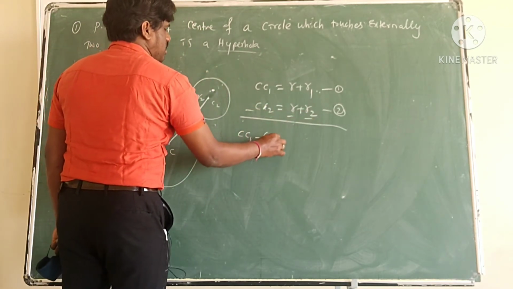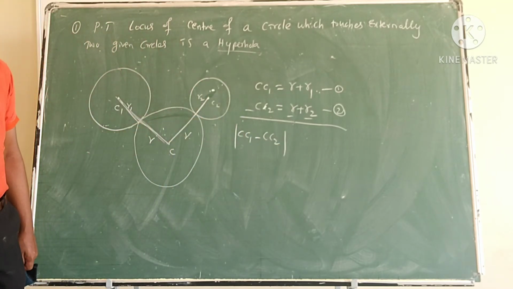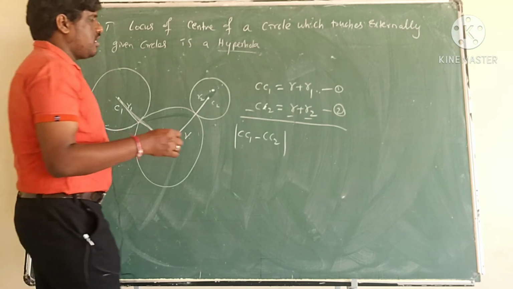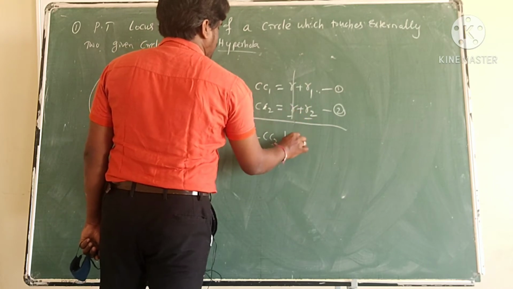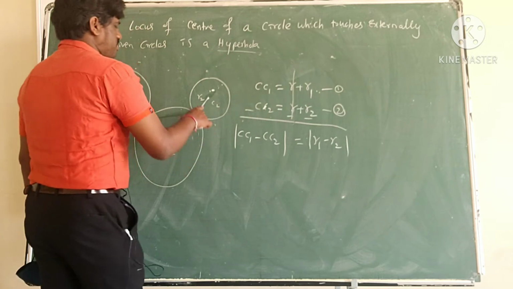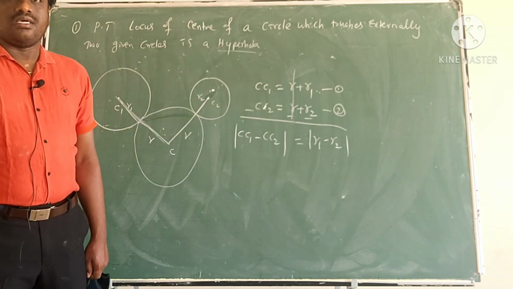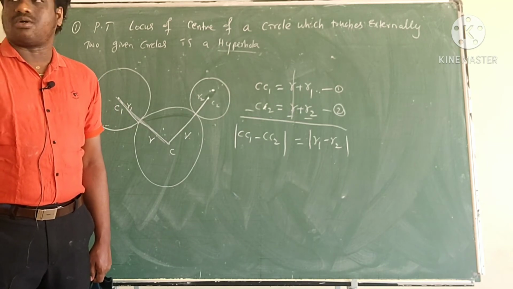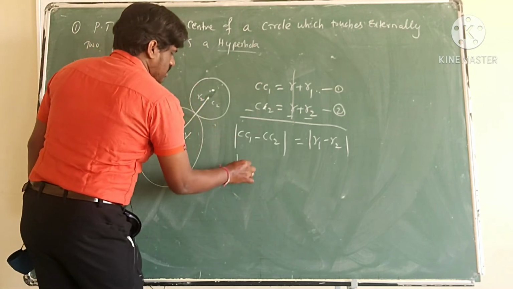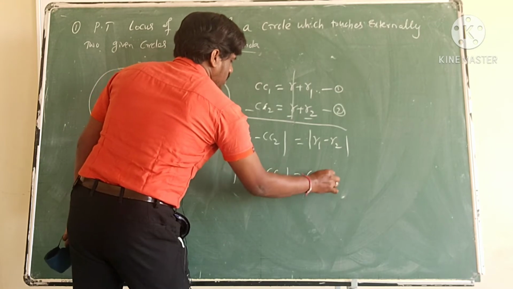C1 minus C2, the difference of these. The distance cannot be negative, so you have to take the magnitude of the difference, and R cancels. So what will I get here? R1 minus R2. R1 is one number, a radius. R2 is one number, a radius. So R1 minus R2, a constant minus a constant, is again a constant. So what did I get here? C1 minus C2 is equal to a constant.